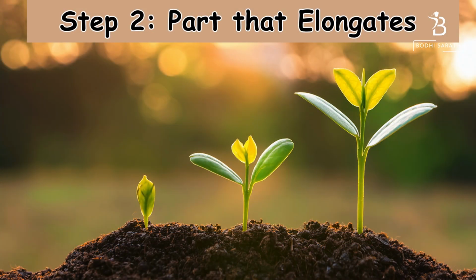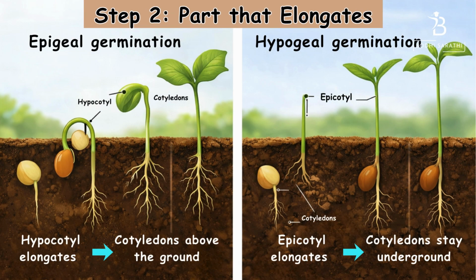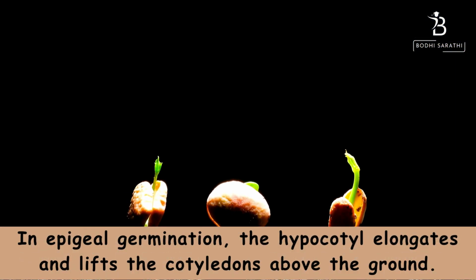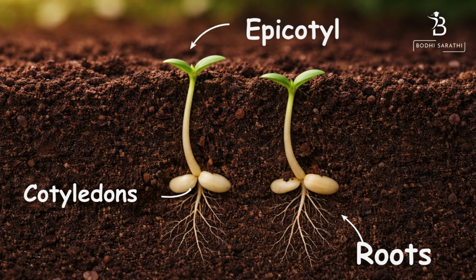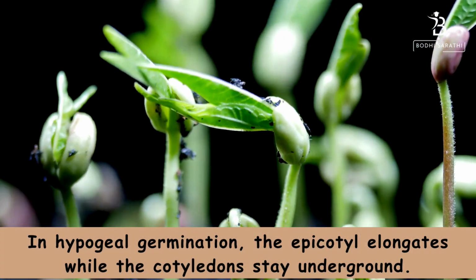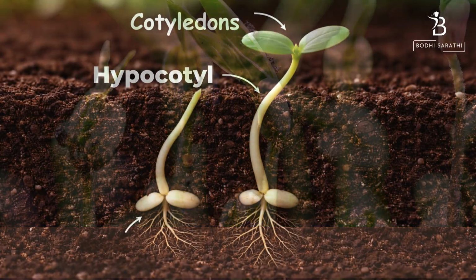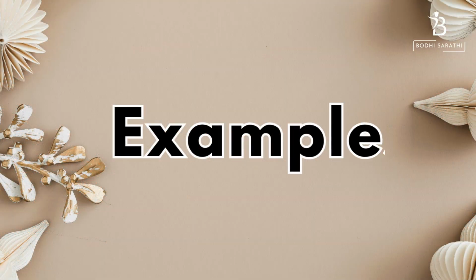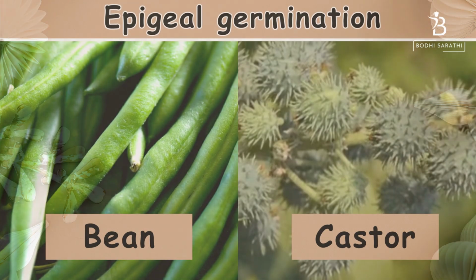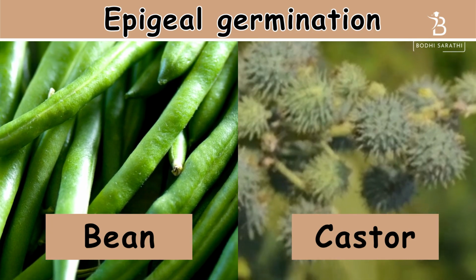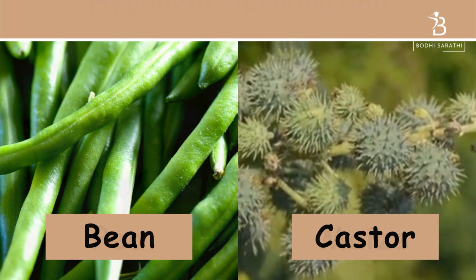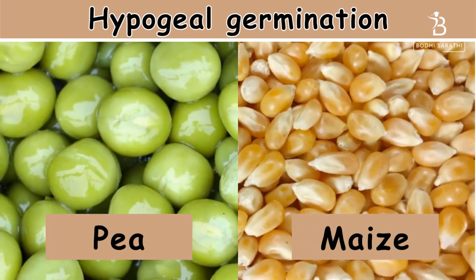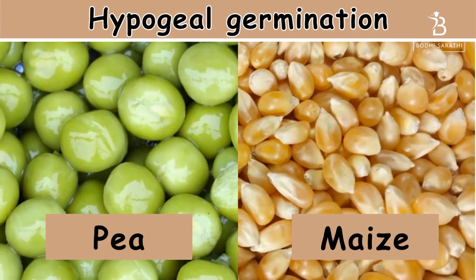Step 2. Part that elongates. In epigeal germination, the hypocotyl elongates and lifts the cotyledons above the ground. In hypogeal germination, the epicotyl elongates while the cotyledons stay underground. Step 3. Examples. Examples of epigeal germination are bean and castor. Examples of hypogeal germination are pea and maize.